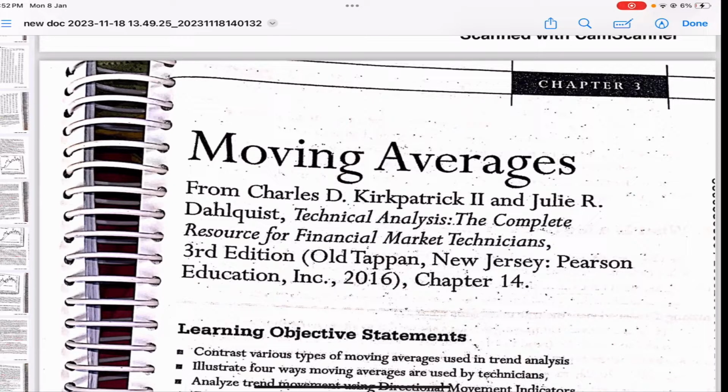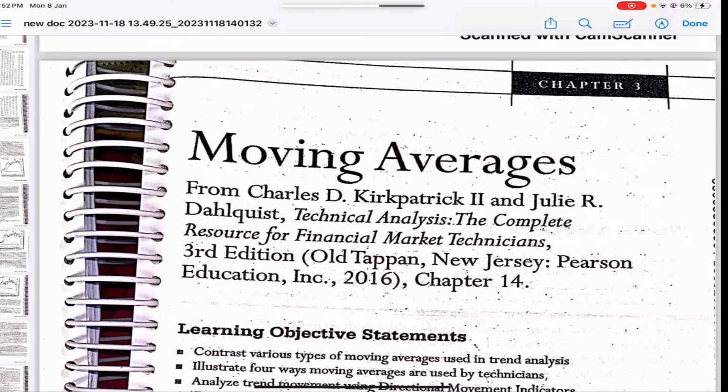Hello everyone, in this video we will be beginning with chapter number 3 of CMT level 2, which is moving averages. You must be familiar with it already because this was a major part of CMT level 1, so I will not go into extreme detail, assuming you know the basics, even though we will cover every single concept regarding moving average in this textbook.